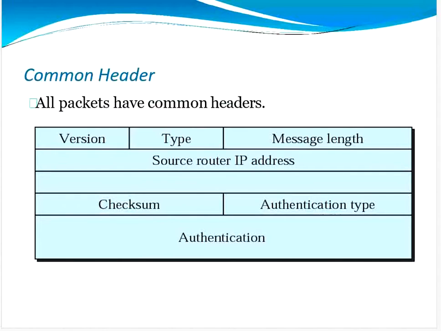Now we have to see the common header which is used by all these packets. All the packets from type 1 to type 5 have the common header. This is the common header format of OSPF. You can see the version, which is 8 bits; it specifies the version of the packet. The type is also 8 bits; it specifies the type.